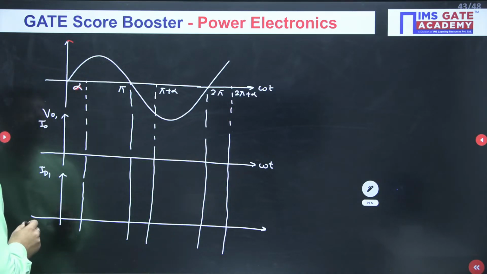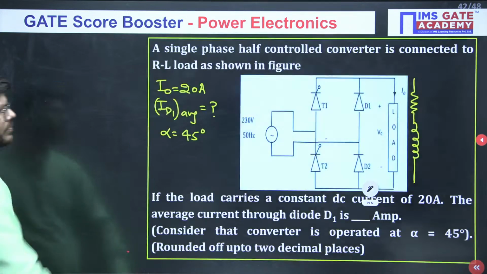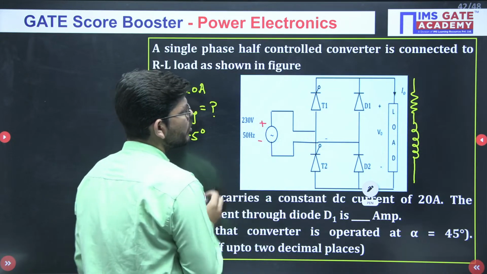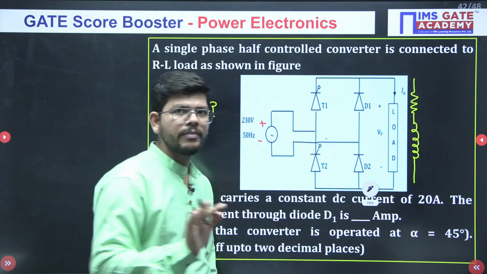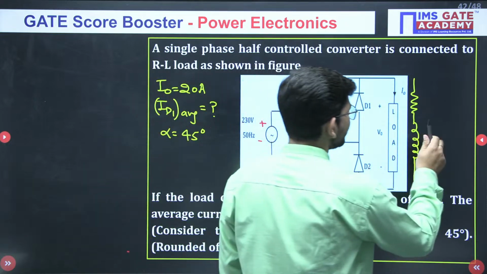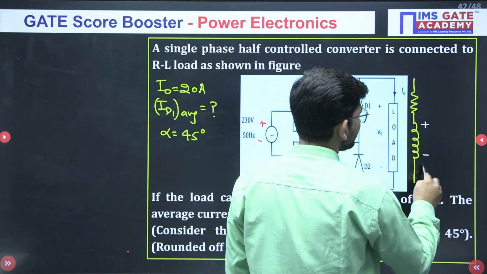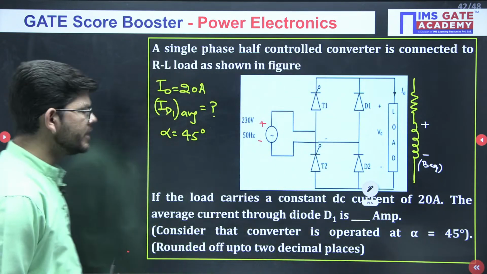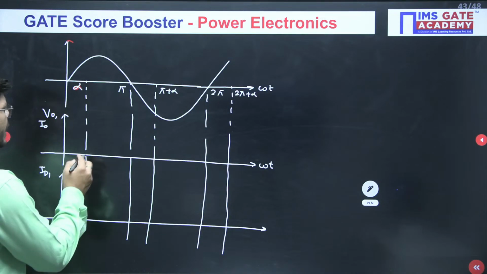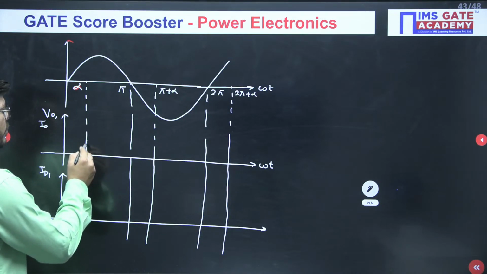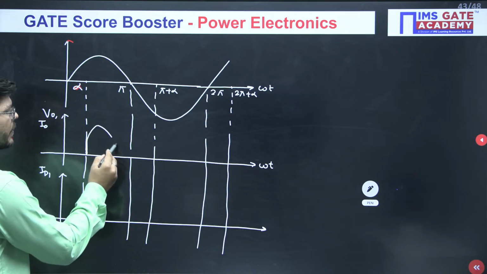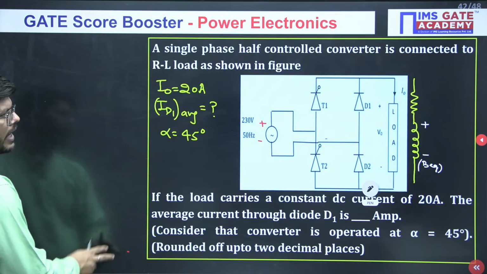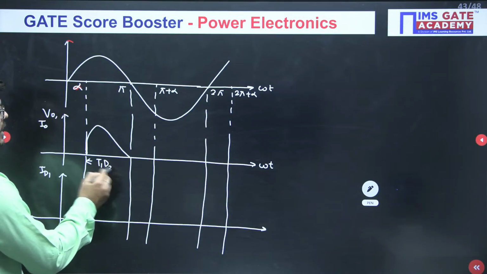Okay, now when we are at the positive cycle, just see. So during the positive cycle, T1 and D1 will be forward bias, and the inductor will be having a polarity like this at the beginning. Okay, and it will be storing the energy, and output will be exactly equal to the input. So what will happen? The output will follow the input waveform. And who is conducting? T1 and D2. T1 and D2, they are conducting.